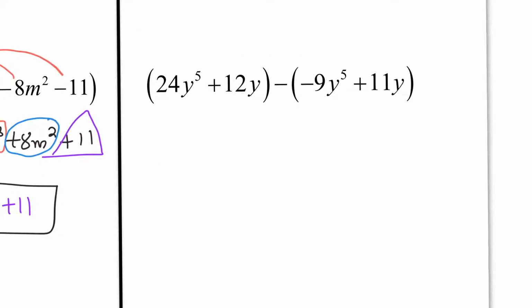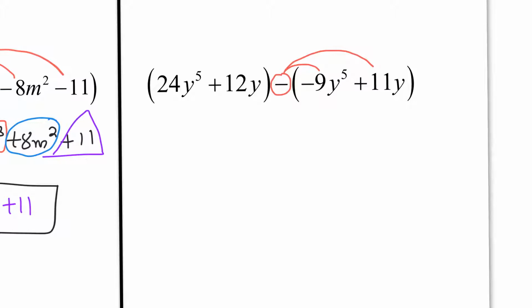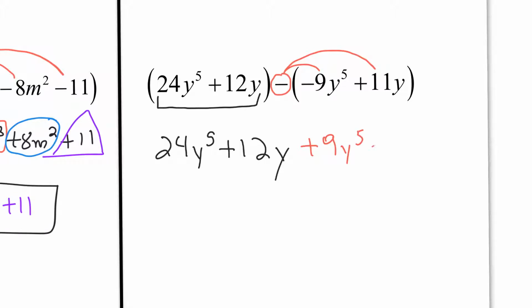And the last one I'm going to show you, same thing. You are going to combine like terms. But first, you are going to distribute the negative to the second parenthesis. And we do have binomials. There's two terms. Binomial, binomial. So the first binomial, you just bring it down. You don't have anything to multiply the negative outside. So we have 24y to the 5th power plus 12y. And the next one is going to be positive 9y to the 5th minus 11y.